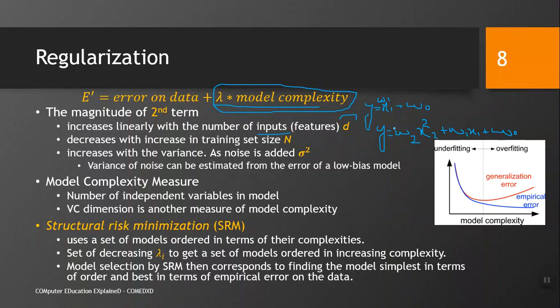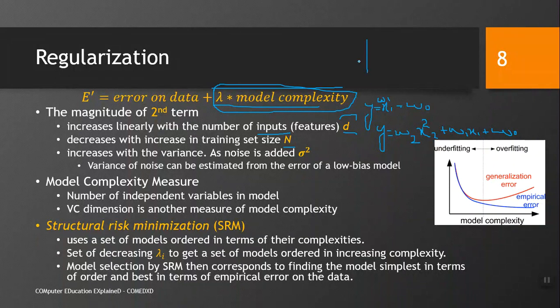It means that as we increase the number of features, the complexity of our model increases, and this term also increases. And it decreases with an increase in the training set size. As we increase the set size, the model complexity decreases because it becomes more and more general.